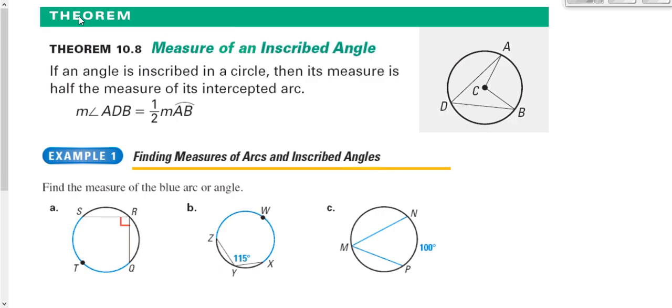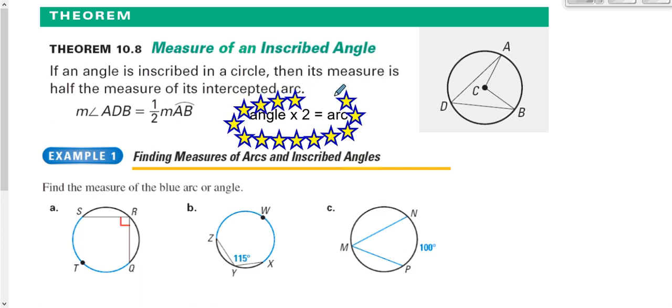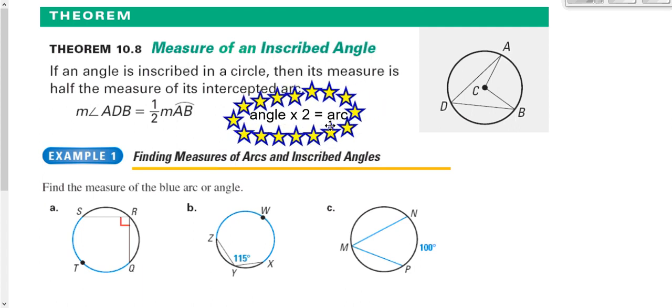Okay? So the relationship between the inscribed angle and the central angle is that you take the angle times 2, you'll find the measure of the arc. Okay, what's written here is saying that the angle is half the arc. It's the same way. But that might be something that you want to write down. Okay, that the angle times 2 would give you the arc.